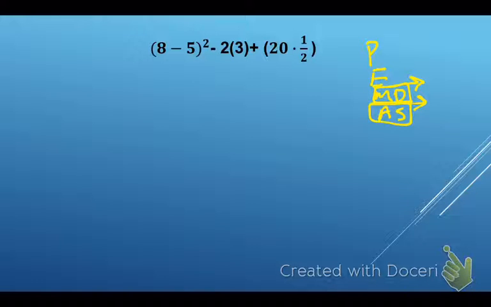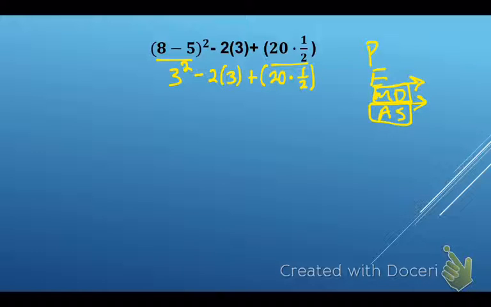In this particular case, we have 2 sets of parentheses. Both of them have operations in them. The one that I should do first is the one that's on the left. We always want to work that way if we have 2 of the same. 8 minus 5 is 3, so we have 3 squared. I'm going to get rid of those parentheses because I'm done with them. You can keep them, but you don't need them. Minus 2 times 3 plus 20 times 1/2.